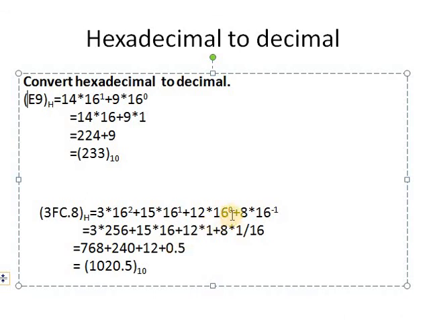So see here, from here 0, 1. The power rises while you are moving from right to left: 16 power 0, 16 power 1. So see here, C is 12, F is 15, and so you get this. Multiply 12 into 1 is 12, 15 into 16 is 240, 3 into 256 is 768, plus you first divide 1 by 16, then multiply with 8, then you will get this answer.